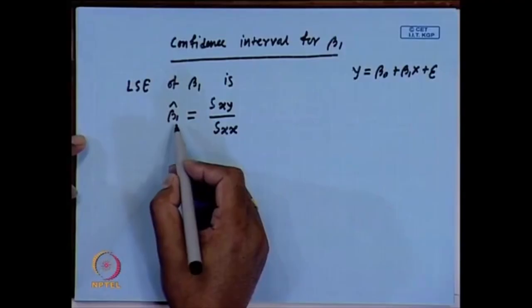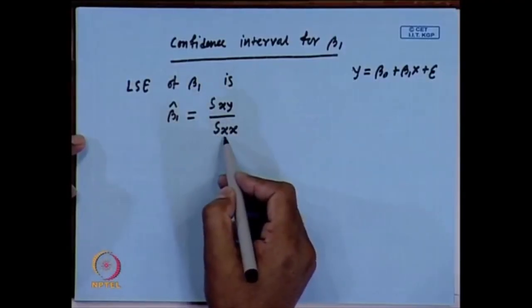The concept of interval estimation is that, instead of giving a point estimate of some population parameter, the interval estimation gives an interval such that the population parameter will lie in that interval with high probability, maybe with probability 0.95 or 0.99. The technique to get the interval estimation is that you first find the point estimator of the population parameter, and then you find the sampling distribution of the point estimator.